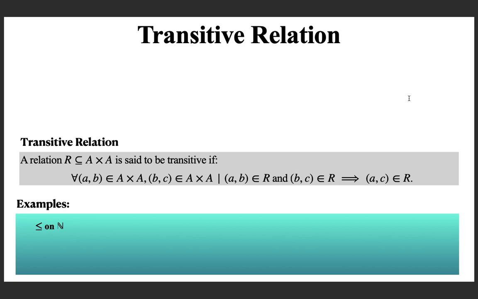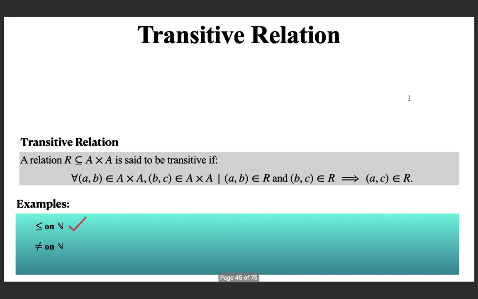Now, look at these relations: less than or equal to on natural numbers. What do you think? Is it a transitive relation on the full set of natural numbers? Yes, it is, because whenever A is less than or equal to B and B is less than or equal to C, then A must be less than or equal to C.